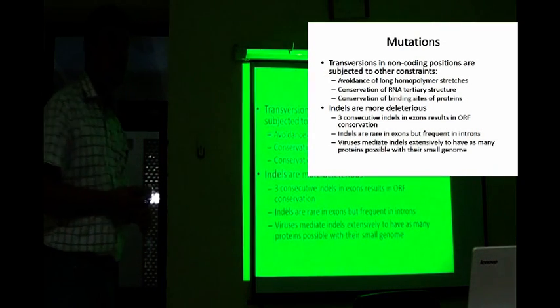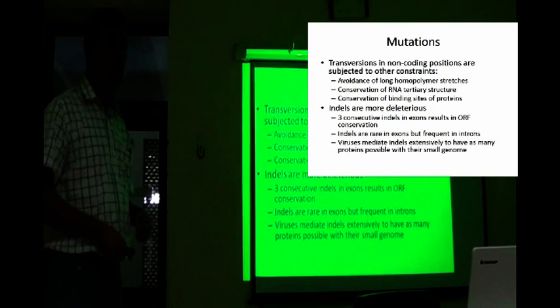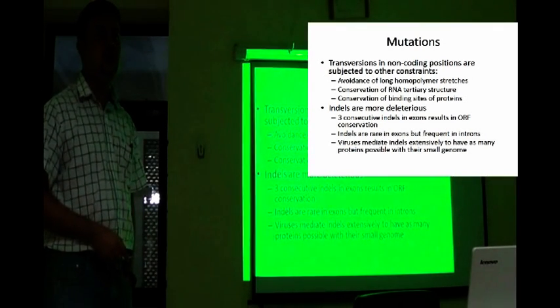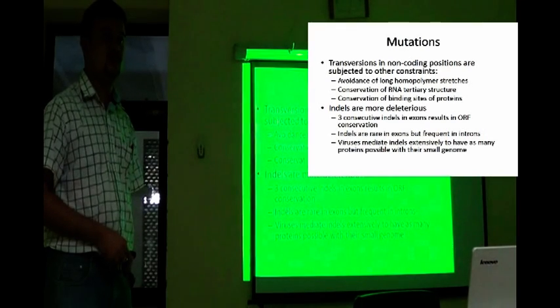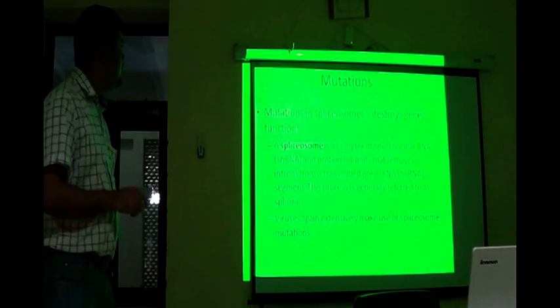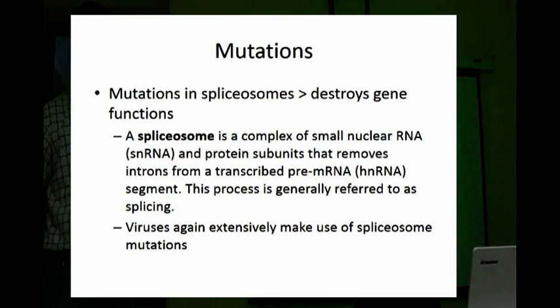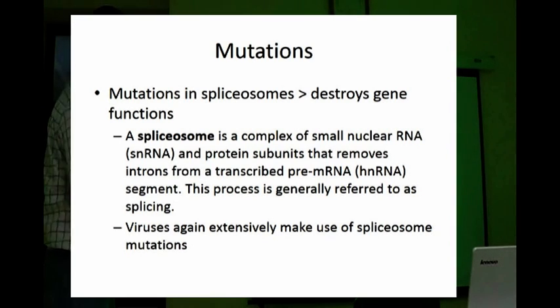Viruses are highly evolutionarily adapted for indels and for the conservation of biomolecules and resources as well, right? Mutations in spliceosomes can destroy gene function, especially because of alterations in the expression of the genes, right? So a gene cannot be expressed, or it can overexpress, because of mutations in spliceosomes. And what is a spliceosome?